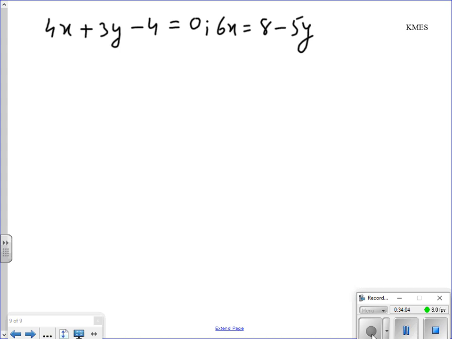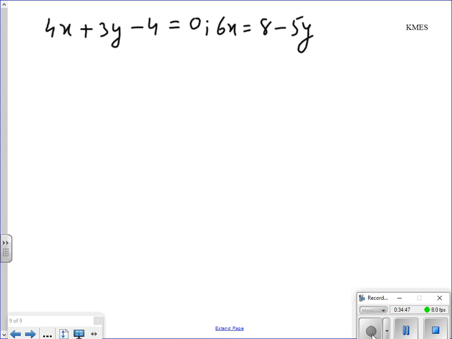Welcome back. The second question that we have over here, again we have to solve the given equations by using Cramer's rule. We know the steps. Step 1, write the equations in the form ax plus by equal to c. Step 2, find the values of a1, b1, c1 and a2, b2, c2. Step 3, find the value of the three determinants d, dx and dy. And finally, find the value of x and y by using the formula x is equal to dx upon d and y is equal to dy upon d.